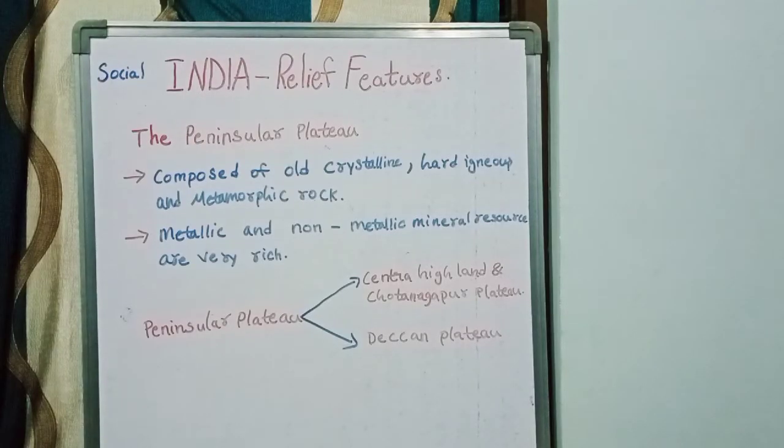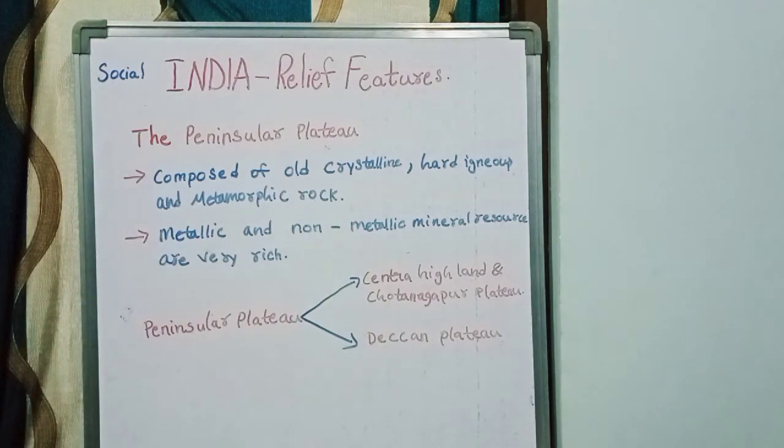Now we are entering into the Peninsular Plateau. The Peninsular Plateau is composed of old crystalline, hard igneous and metamorphic rocks. It is rich in non-metallic resources. The Peninsular Plateau has the Central Highland and the Chota Nagpur Plateau. Central Highland means the Malwa Plateau, and the Chota Nagpur Plateau.